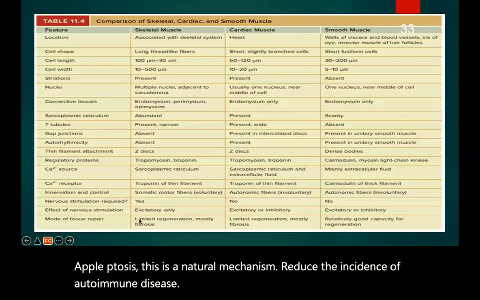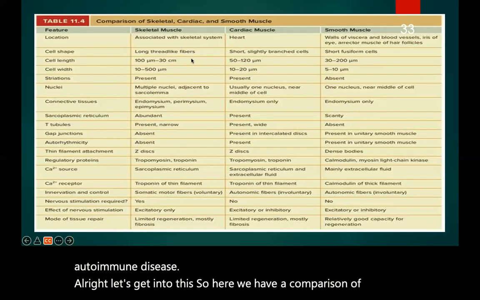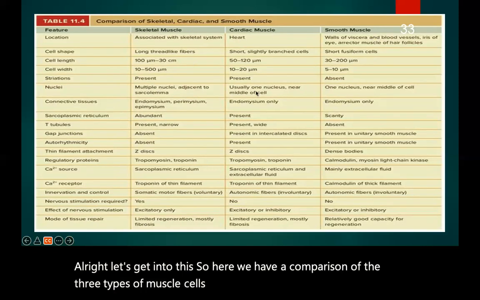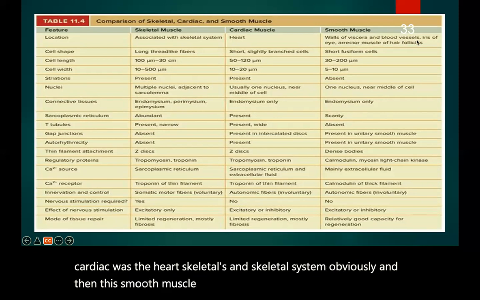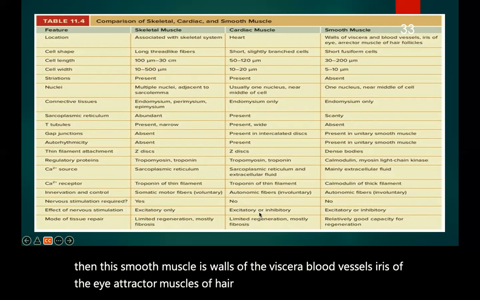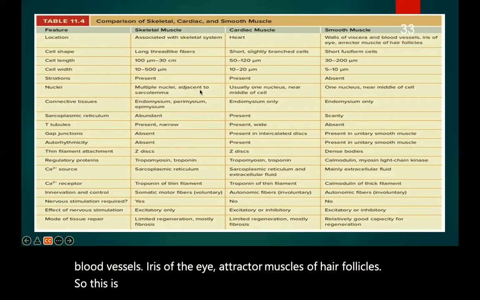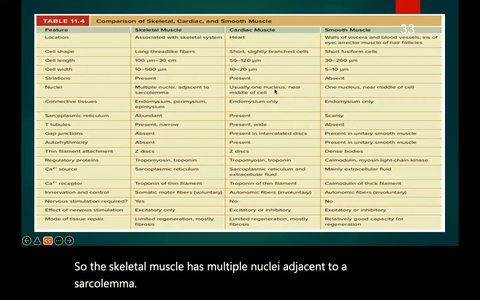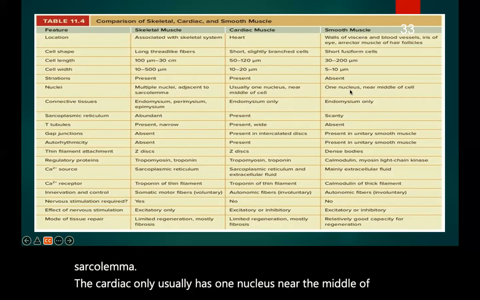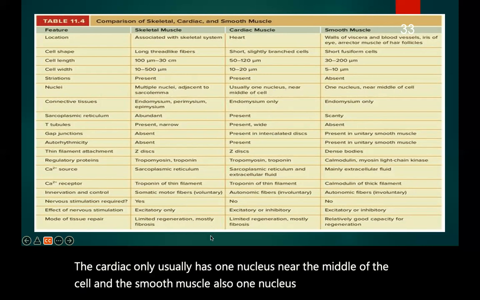All right, let's get into this. So here we have a comparison of the three types of muscle cells: skeletal, cardiac, and smooth. Remember, cardiac was the heart, skeletal is the skeletal system, obviously, and then the smooth muscle is the walls of the viscera, blood vessels, iris of the eye, arrector muscles of hair follicles. So this is the difference between their nuclei in each cell. The skeletal muscle has multiple nuclei adjacent to the sarcoplasm. The cardiac usually has only one nucleus near the middle of the cell, and the smooth muscle also has one nucleus near the middle of the cell.